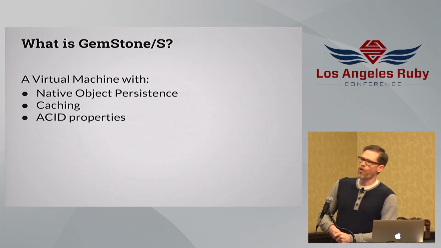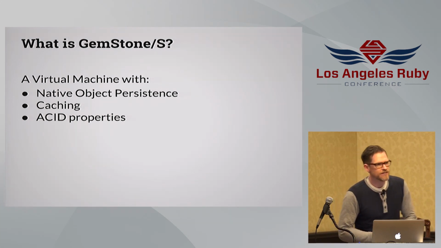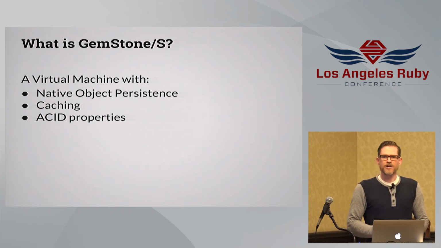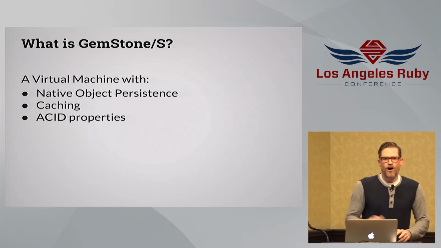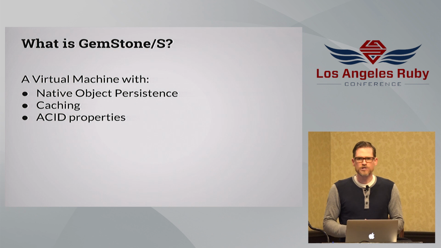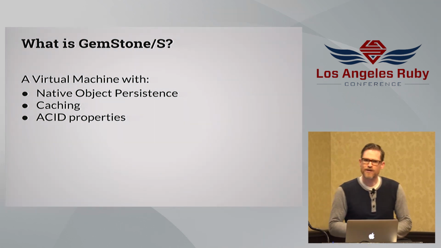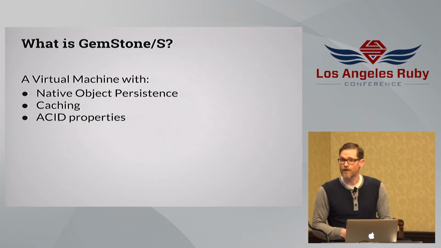Still, that doesn't give a whole lot of info. So what is GemStone S? It's a virtual machine that was built from the ground up with native object persistence in mind, caching, and it also gives you some ACID properties. The first version of GemStone came out in 1986, so 10 years before Ruby or Java, which I've always loved, that Ruby and Java are the same age. They both came out in 1996. So GemStone S is a virtual machine that's been around for a long time.